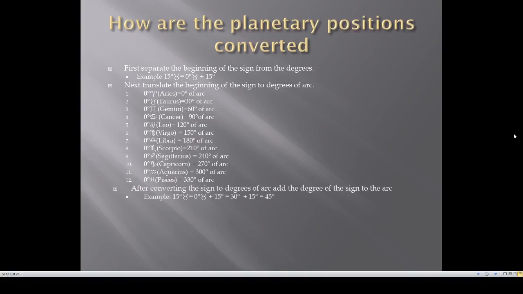After converting the sign to degrees of arc, add the degrees of the sign to the arc. So we'll go with 15 degrees Taurus. It's already separated. Now we'll take 0 Taurus and convert it to 30 degrees and add 15 degrees to it for 45 degrees. Now as a reminder, each sign goes from 0 degrees to 29 degrees 0.99, or 29 degrees, 59 minutes, 59 seconds. So if you find yourself at, say, 52 Aries, remember to go to the next sign, in this case 22 degrees Taurus.